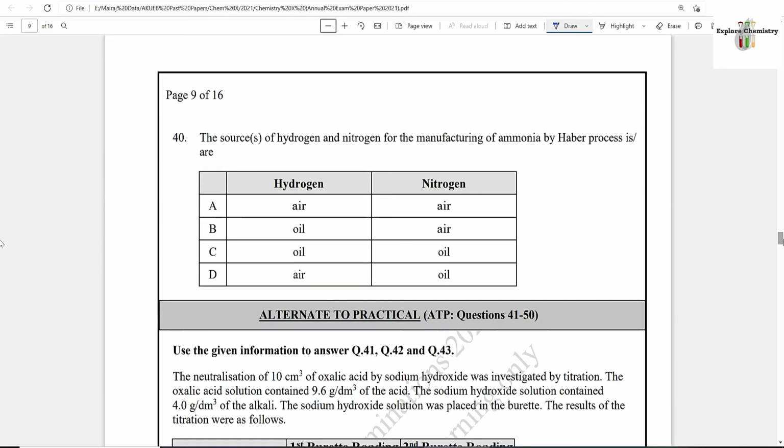Number 40, the sources of hydrogen and nitrogen for the manufacturing of ammonia by Haber process. Nitrogen is taken from air, so option A and B are correct. In oil, nitrogen is not present. Hydrogen is taken from oil because oils are hydrocarbons. Through cracking of hydrocarbon, hydrogen gas is formed. So B is the correct answer.